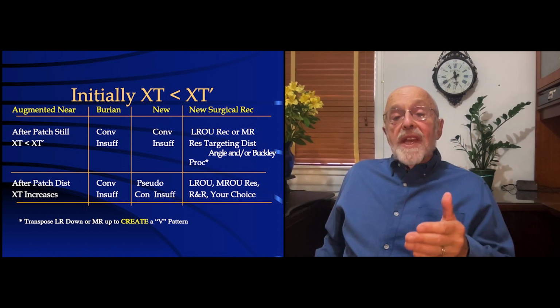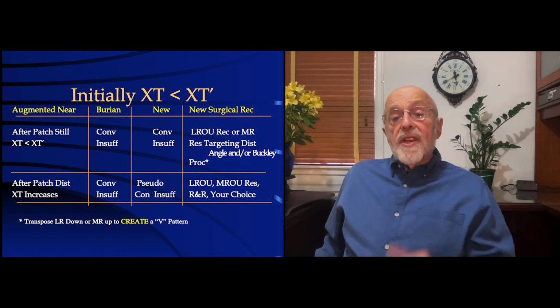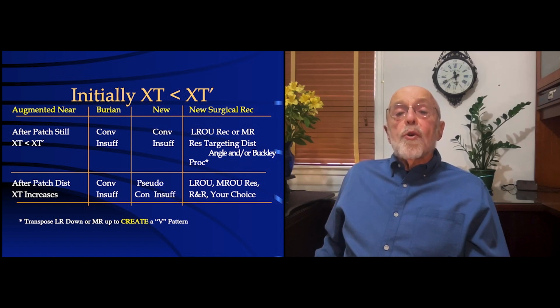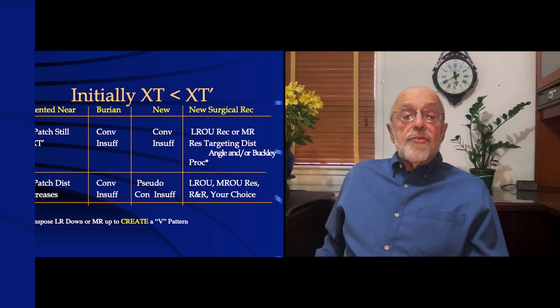The new classification, Burian calls that convergence insufficiency. The new classification would call that a pseudo-convergence insufficiency. And if that's present, you have your choice as to surgical procedures.